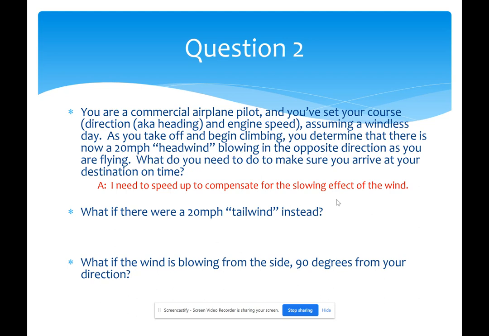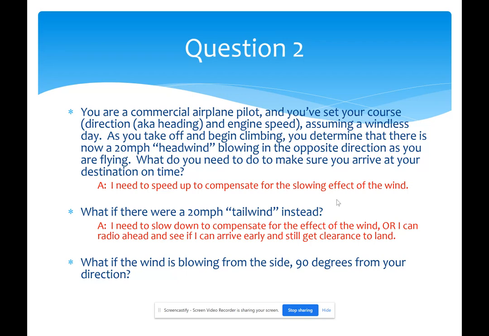Well, you need to speed up to compensate for the slowing effect of the wind that you didn't compensate for at the outset. What if there were a 20 mile per hour tailwind? In other words, a wind blowing with the direction of the airplane directly from the back. Well, you might need to slow down to compensate for the effect of the wind, or you can radio ahead and say, hey, I might get there early. Is it possible I should land? And then you can decide whether to slow down or not.